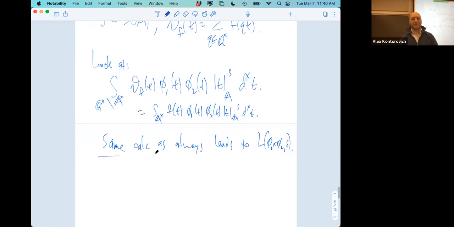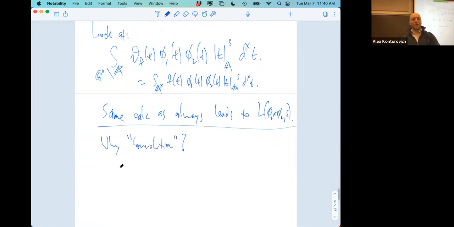Why convolution? Since I'm out of time, let me say why it is a convolution. Well, when you take the product of two things, if I take f times g and I take its Fourier transform, that's the Fourier transform of the products. No, it's not. It's the convolution of the Fourier transforms. So here I'm taking the product and I'm taking a kind of transform of that product. What I get on the other side, we should call a convolution of the L functions.